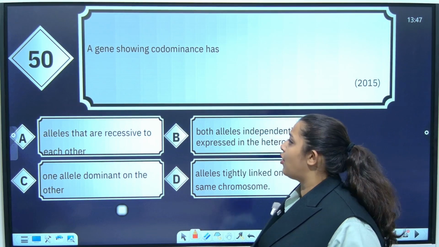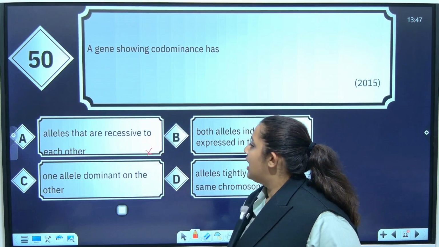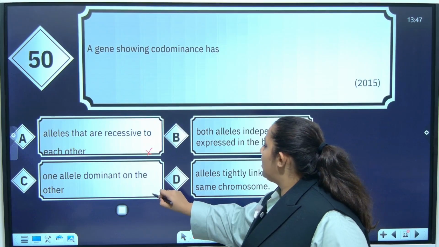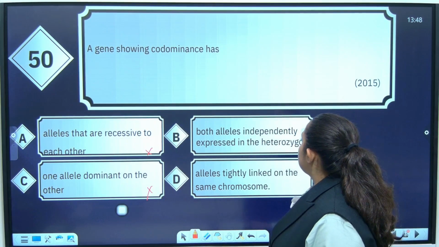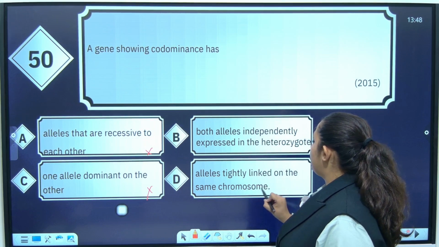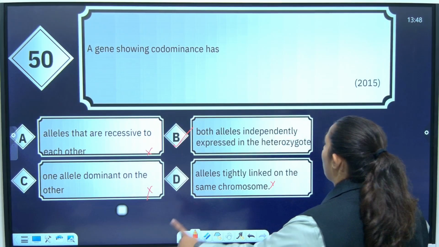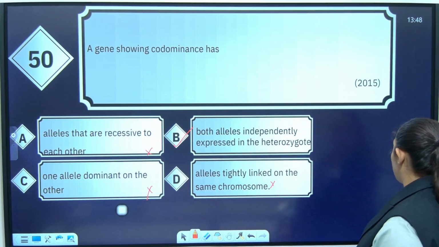Okay. Next one, a gene showing codominance. Okay, both are equally dominant. Alleles that are recessive to each other, that's incorrect. One allele dominant on the other, incorrect. Both alleles independently expressing in the heterozygote. Alleles tightly linked on the same chromosome. No, B is the correct option. Both are independently expressing. Okay.